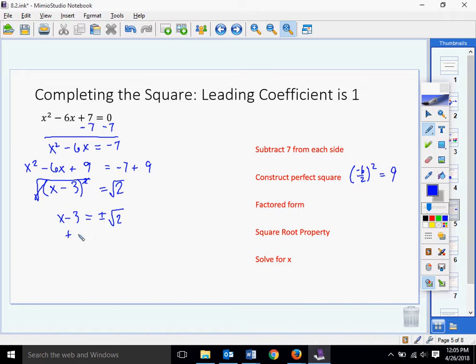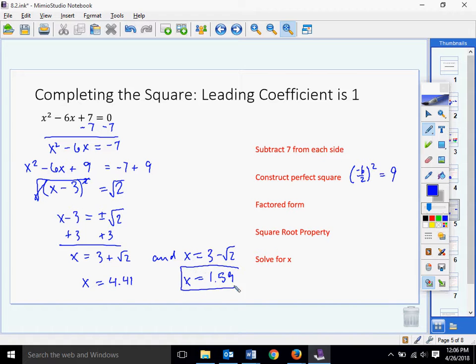And I need to solve for x here. So x equals 3 plus the square root of 2, and x equals 3 minus the square root of 2. If I type this into my calculator, I'm going to get a decimal answer. So this one would be 4.41, and this one would be 1.59. Again, I have two answers because it's a quadratic equation.